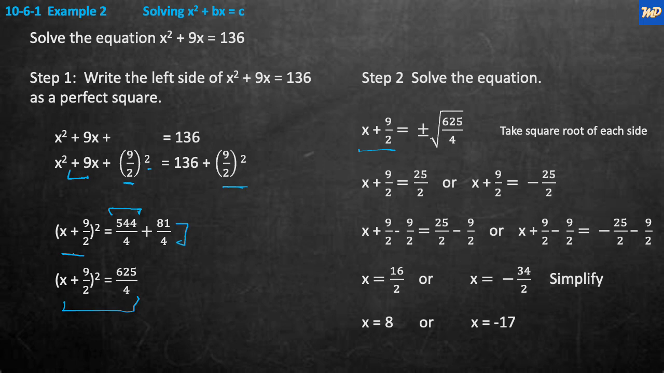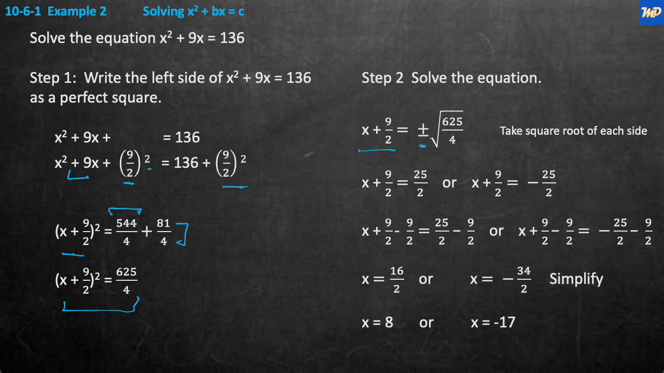But when you do that, if you take the square root of that, you're going to end up with x plus 9 halves, that's from the left-hand side, is equal to 25 halves. Because 625 is 25 times 25. And 4 is 2 times 2, so it's 25 halves. So now when you take it to the final step, it says x plus 9 halves equals 25 halves, or x plus 9 halves equals negative 25 halves, because it's plus or minus. You have to do both of them.